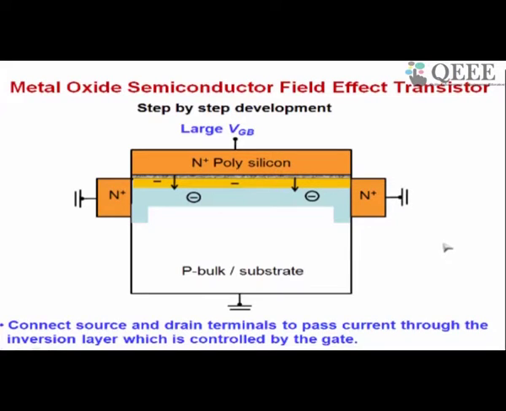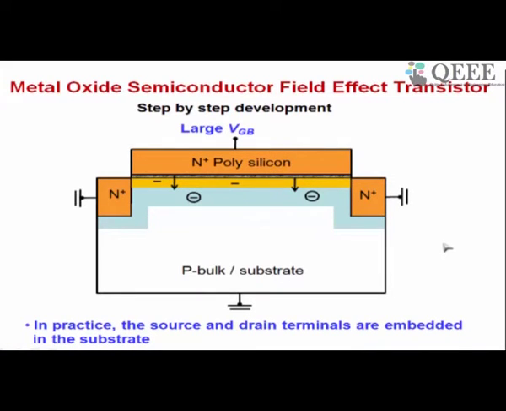In practice the picture would be like this. So in practice this N plus and this N plus region will be created out of this P region. Okay, so that is why it is shown like this now. So source and drain terminals are embedded in the substrate. Accordingly, the depletion region also has got modified here.